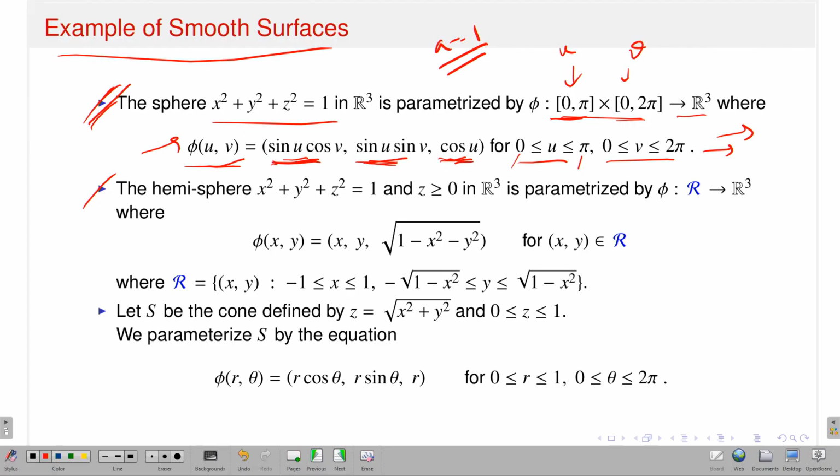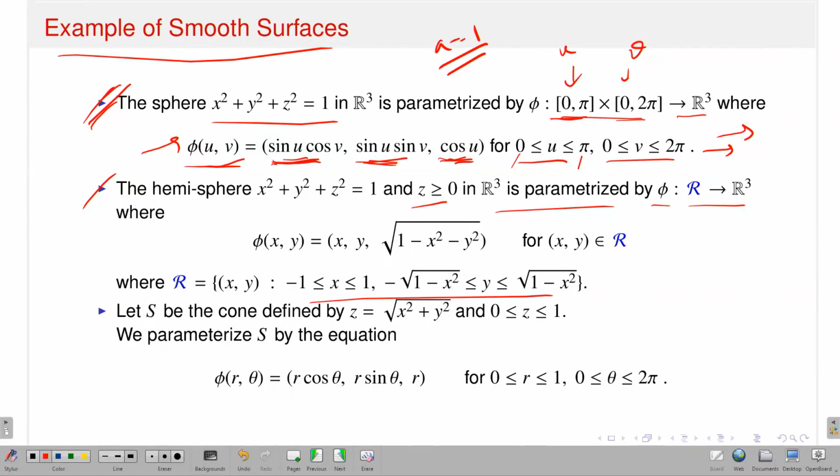Second one is the hemisphere. That means I have the sphere, and I am considering only the upper half, where z is greater than or equal to 0. And what is the parameterization? It is parameterized by phi from R to R3. What is my R? R is the domain, or region, in R2, which is nothing but the disk x square plus y square less than or equal to 1.